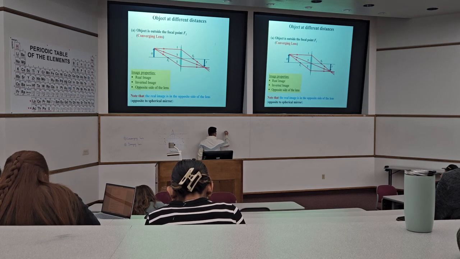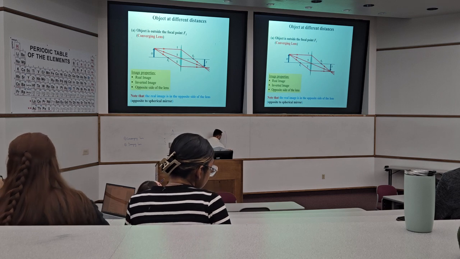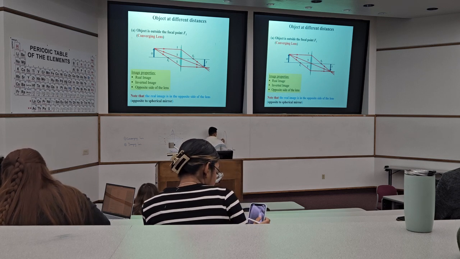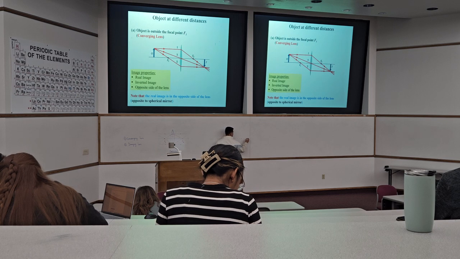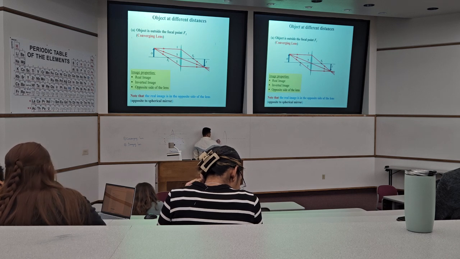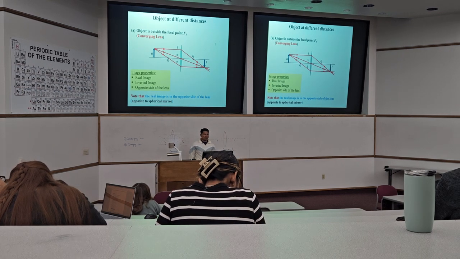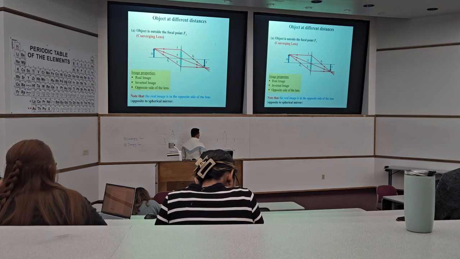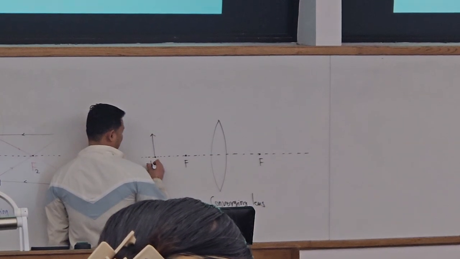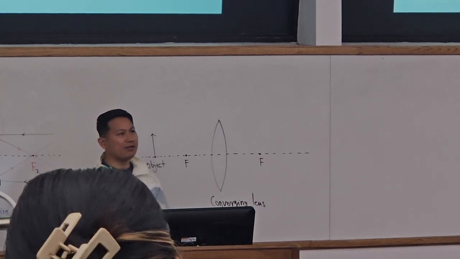You have a converging lens over here. You have a principal axis and you have a focus. On either side, you have a focus, on this side and the same F on the other side, at equal distance. Now, if you place an object outside the focus, let's say you have an object outside the focus, let's try to find the image for this one.